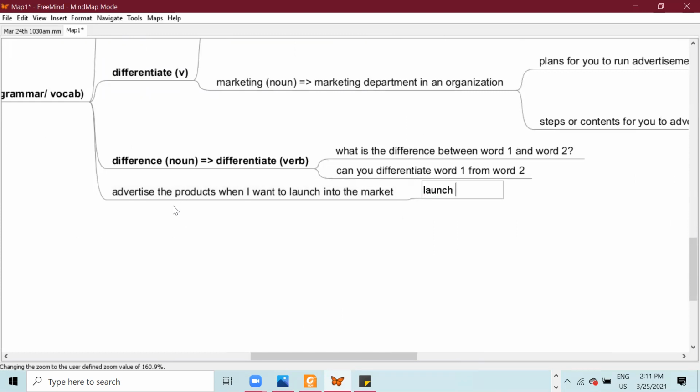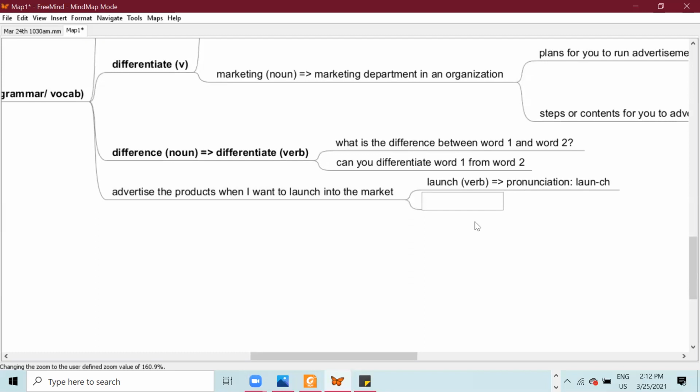This is the action verb launch. The pronunciation of this word: the first sound is long, that is R, and the last one is the cha sound. So this one is pronounced launch, launch. And if you use the word launch, just think about an example like this: the scientists launch a rocket into space.